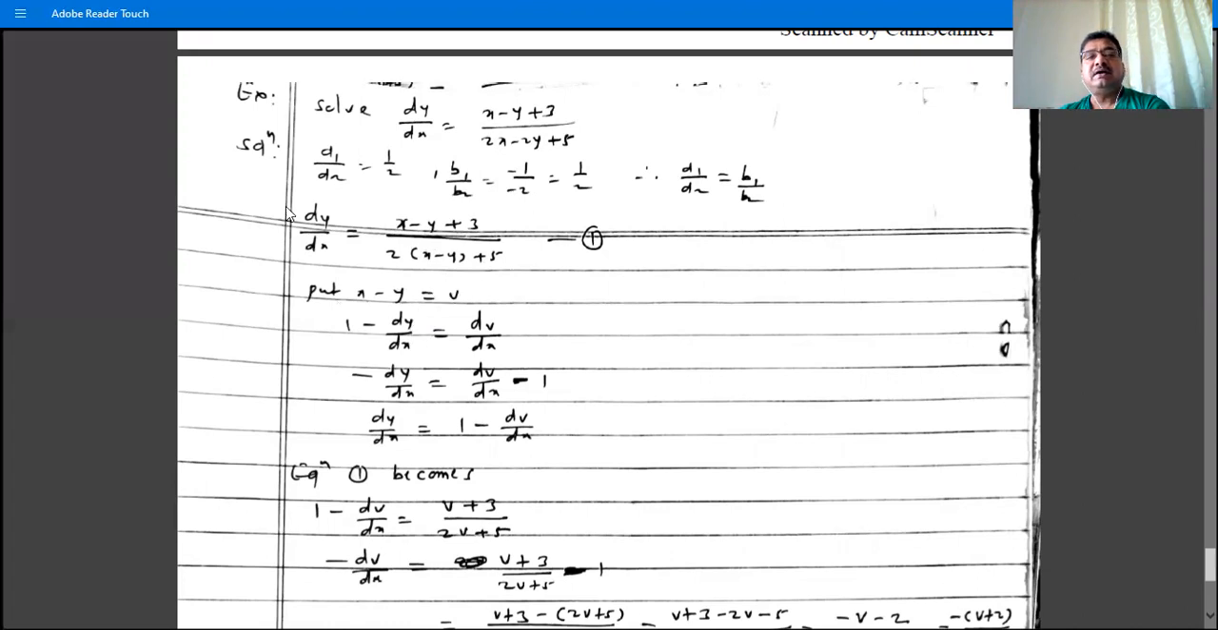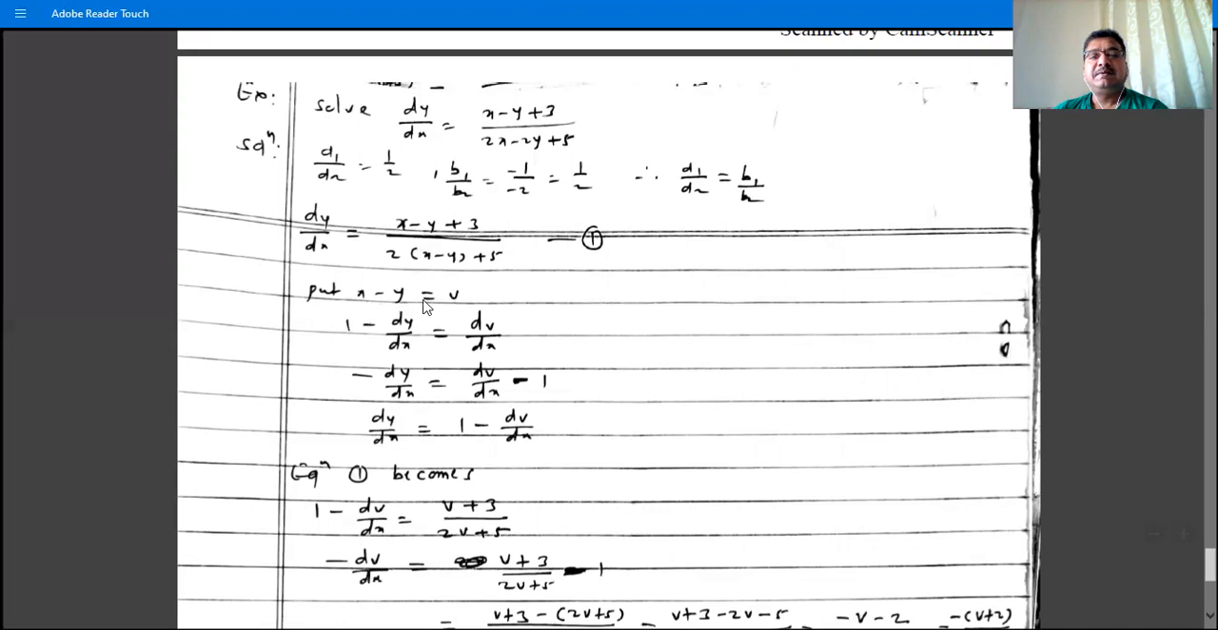So if a1 by a2 is equal to b1 by b2, then we have a common factor in numerator and denominator of the type ax plus by. In this example, a is 1 and b is minus 1. This type of factor, ax plus by, is the common factor in numerator and denominator. So substitute ax plus by is equal to v. So in this example, substitute x minus y is equal to v.